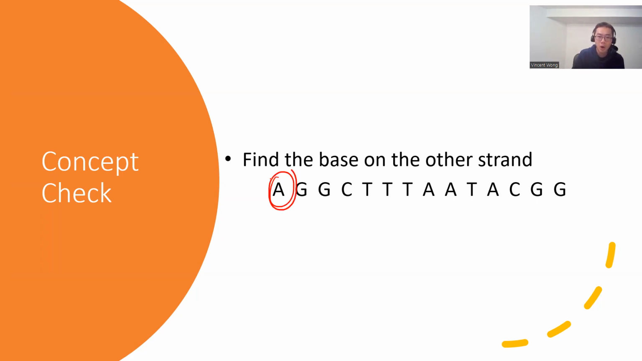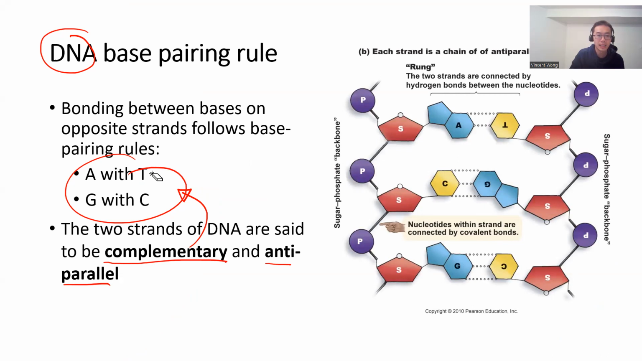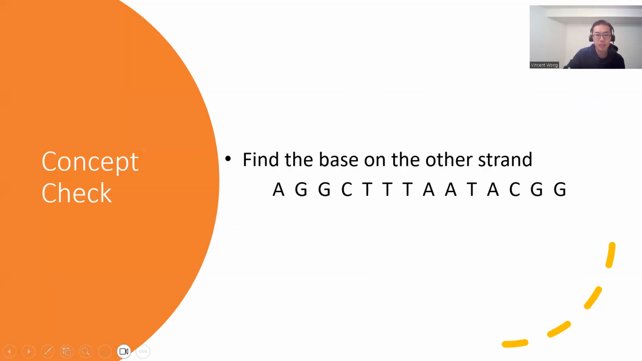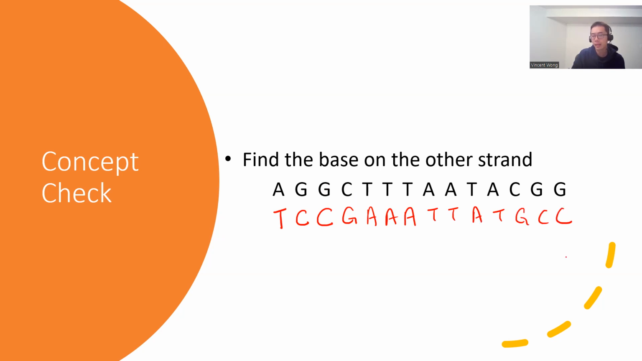Okay, so what does A always pair with? T. That's right. It says right here, right? A is always going to go with T. So T. G is always going to go with C. Right? So C again, and C goes with G. And using the base pairing rule, we are able to complete the other side. So that's one strand of the DNA, and then that's the other strand. They are complementary. If you know one side, you can predict the other side.